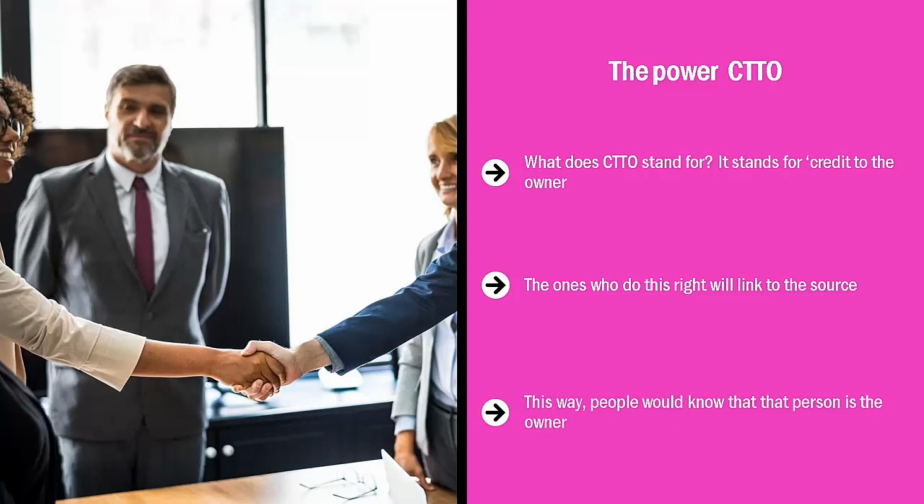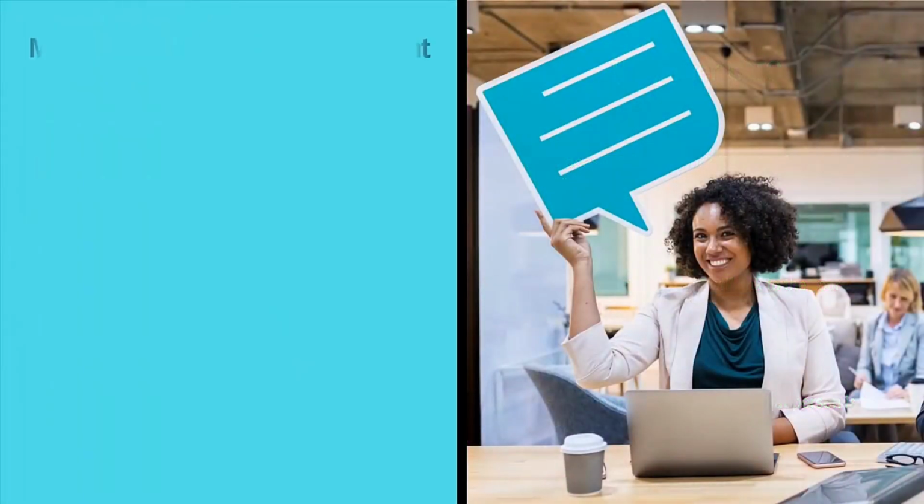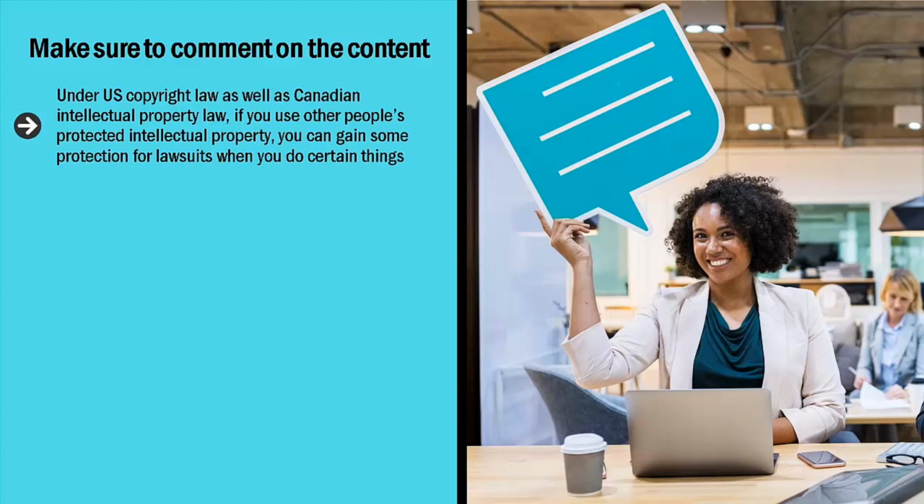This way, people would know that that person is the owner. You are just curating this content. This is a very important part of getting legal protection. You have to give proper attribution. You cannot give the impression that you created this content yourself. Make sure to comment on the content. Under U.S. copyright law, as well as Canadian intellectual property law, if you use other people's protected intellectual property, you can gain some protection from lawsuits when you do certain things.